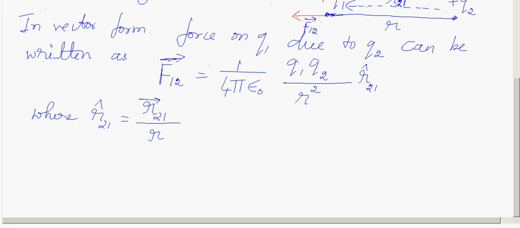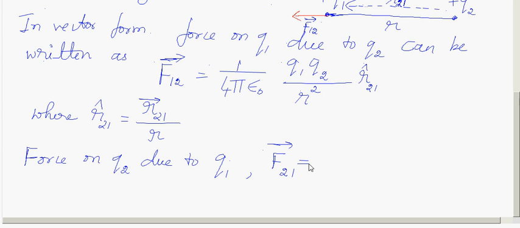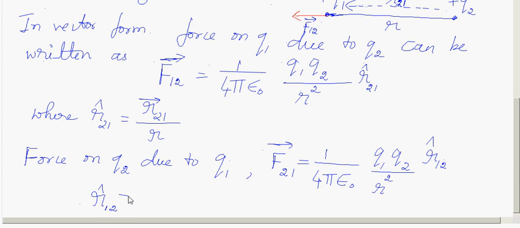Similarly, force on charge Q2 due to charge Q1, that is force on 2 due to 1, F21, can be written as 1 by 4 pi epsilon naught into Q1 Q2 divided by R square into unit vector R12, where unit vector R12 is the vector R12 divided by R.